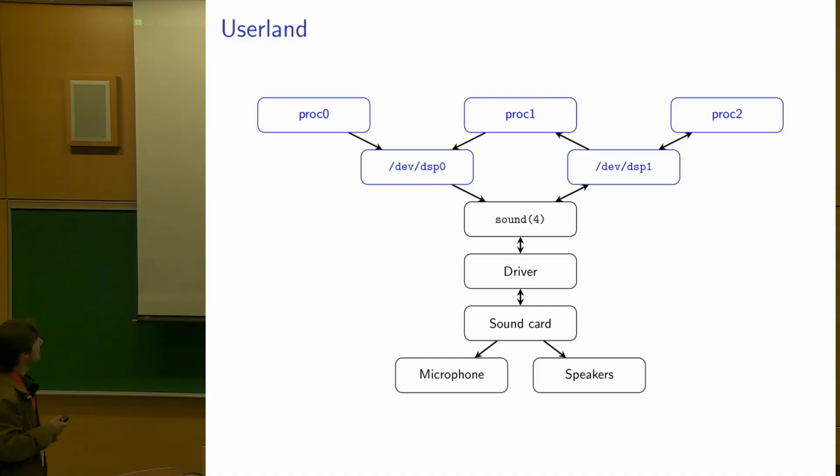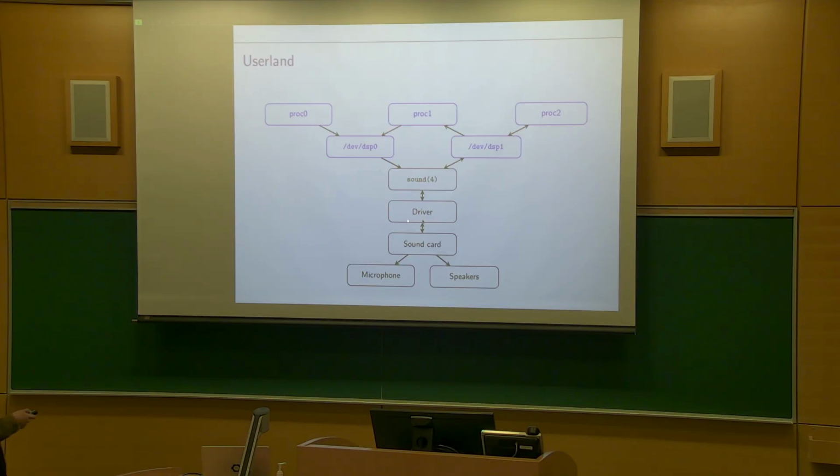Firefox or whatever. So this is the userland part, the one that is highlighted in blue. We have the processes. This could be MPV, Firefox, OBS, and processes interact with the character devices, dev DSP. I guess you've seen them. So let me continue with the control flow. We have sound4. So the devices talk to sound4. Sound4 talks with the device driver. The driver talks with the sound card, and then the peripherals.